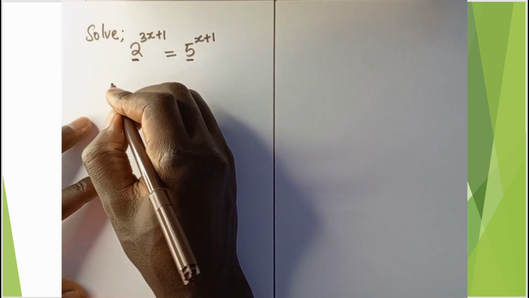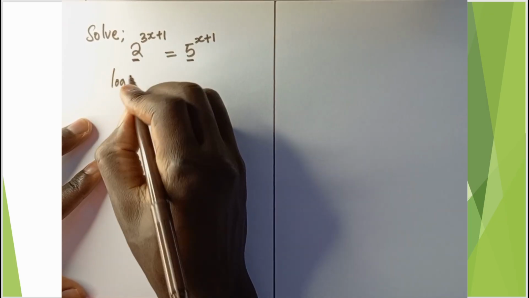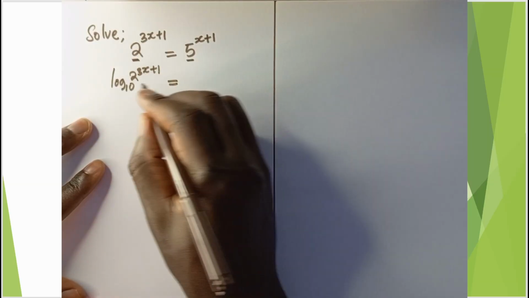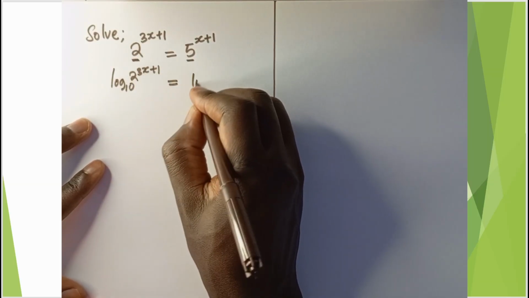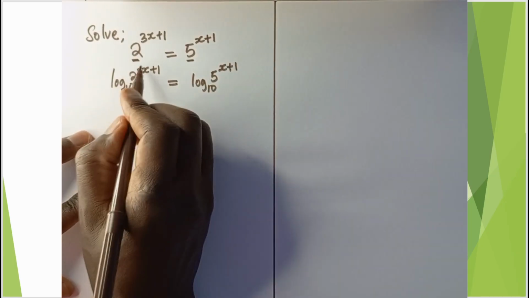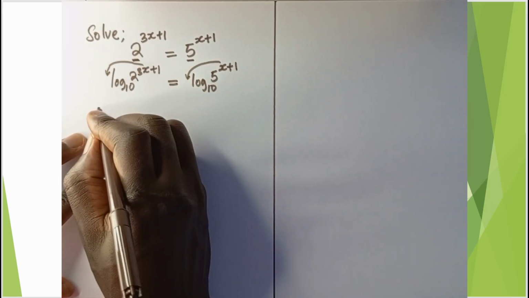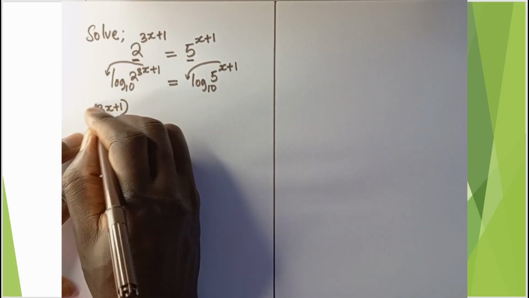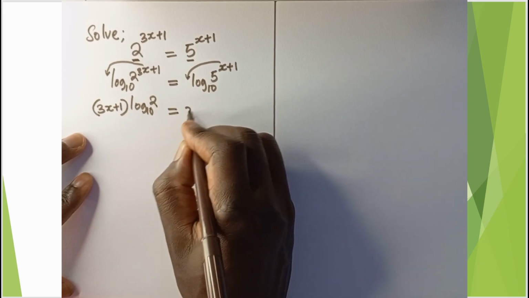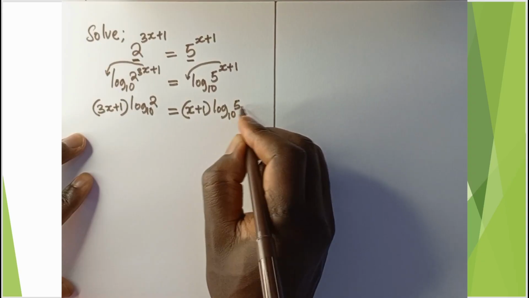Now, we apply log base 10 on both sides, so we shall have log base 10 of 2 to power 3x plus 1 is equal to log base 10 of 5 to power x plus 1. Now the powers drop, so we end up having (3x plus 1) into log base 10 of 2 is equal to (x plus 1) into log base 10 of 5.